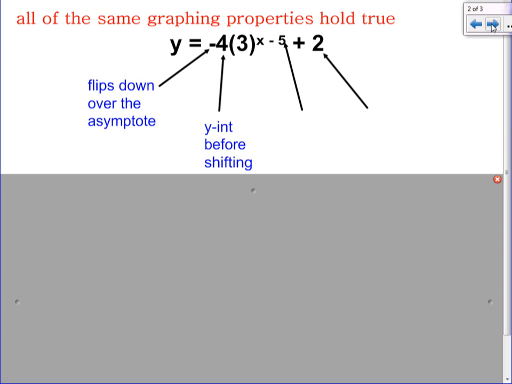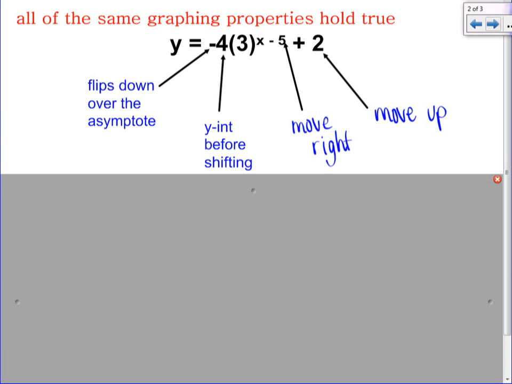So what direction is this one going to take us? That one is going to move us right, because it's the opposite direction you think it should be. So -5 you would think would go left, but it actually goes right. And then the numbers on the end always move us up or down. So we are going up.